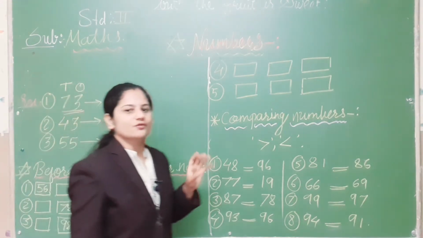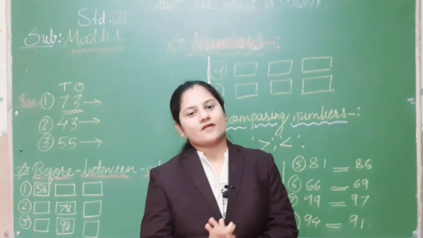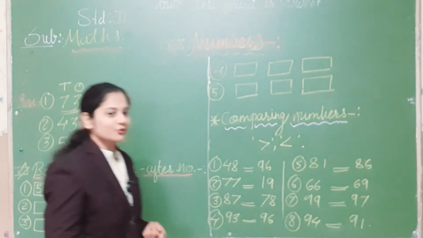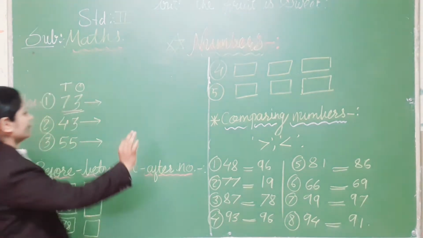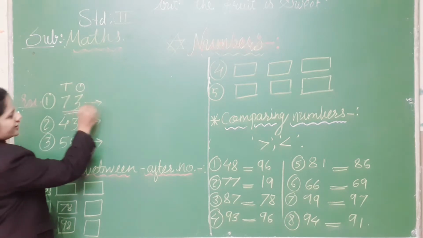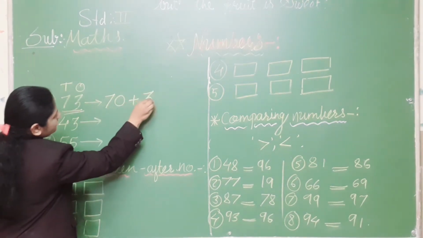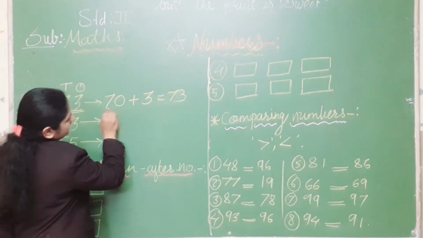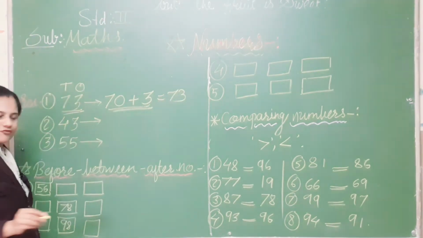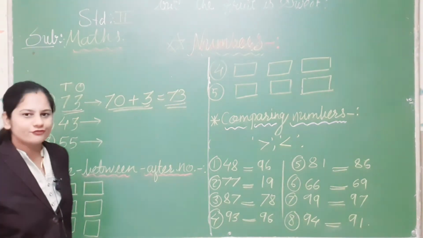In the third video we had completed the place value, and after that we will learn about the expanded form and the standard form. For example, 73. The simple expanded form of 73 is 70 plus 3 is equal to 73. This is called the expanded form, and this 73 is called the standard form. Clear?